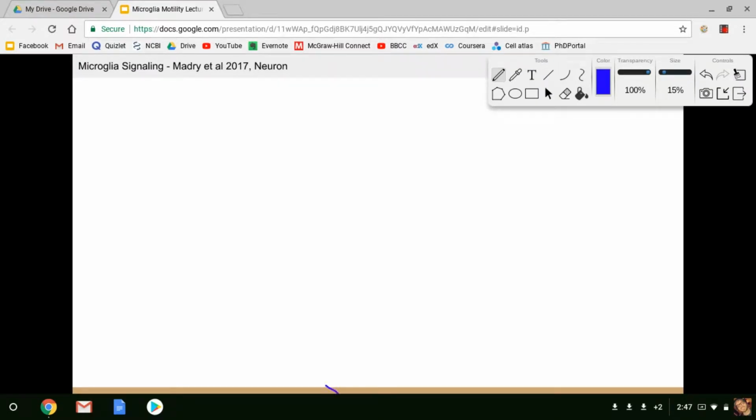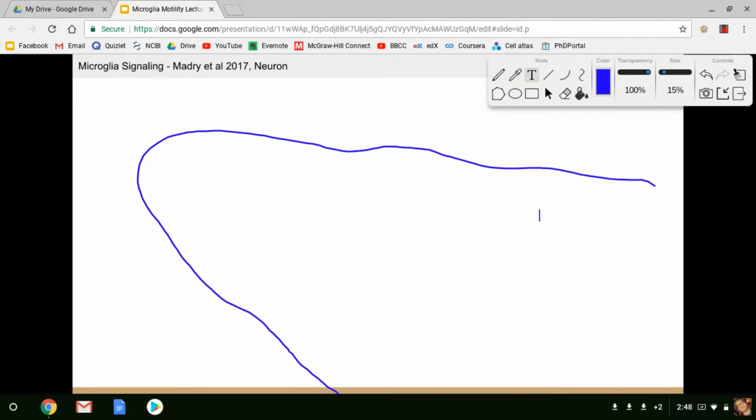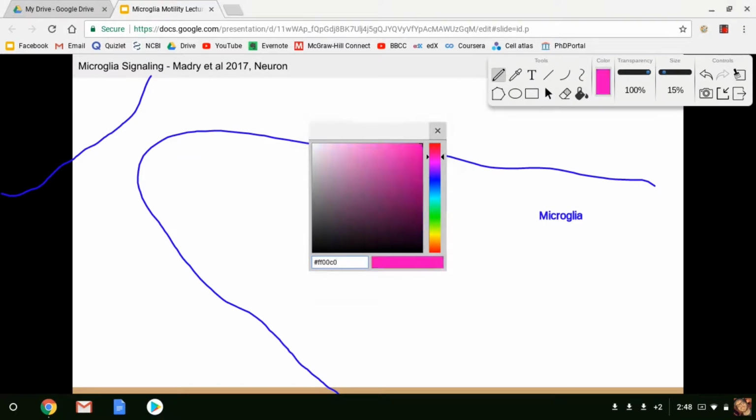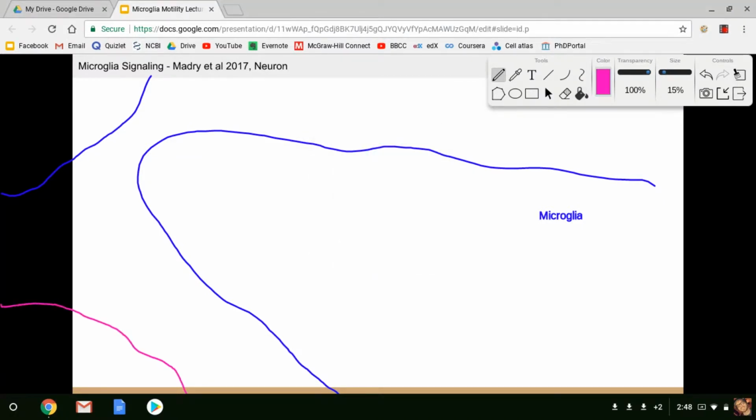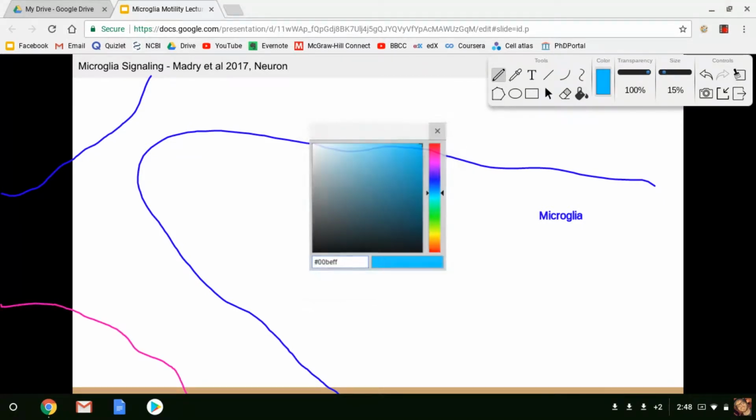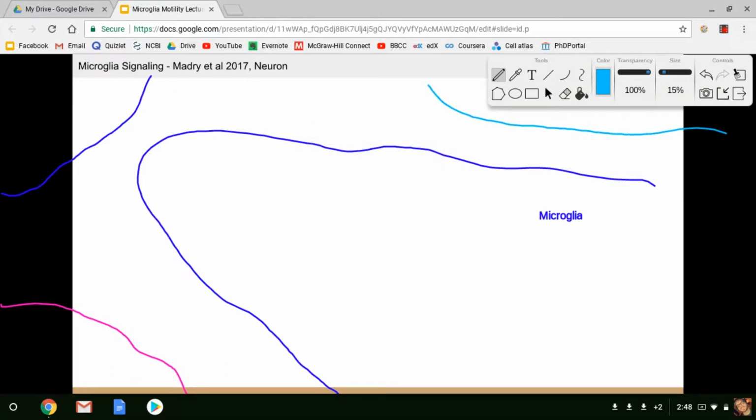So we're going to begin with our microglia. This will be our microglia. It's going to be pretty large. And in this slide, we're going to talk about how the microglia interact with different parts of other cells, such as a synapse. Let's draw, say, this is a neuronal cell body down there. And let's say this is an astrocyte over here. So we're going to talk about how microglia interact with each of these different structures.